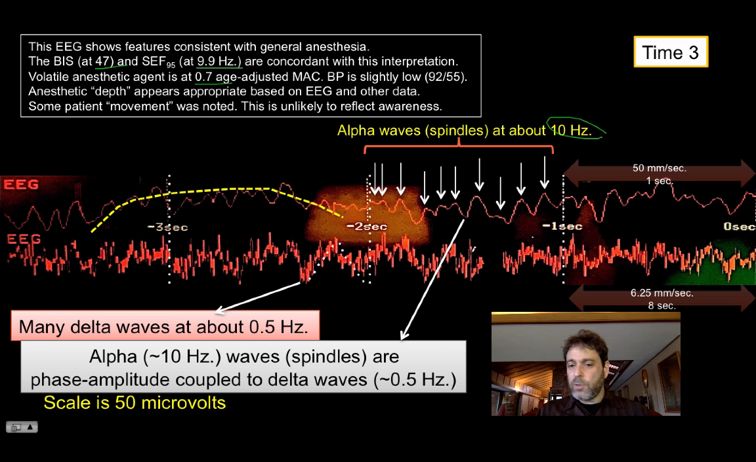You can still see pretty prominent delta waves throughout. There are many delta waves. So now you have alpha waves, which are phase amplitude coupled to these delta waves at about 0.5 Hertz. And again, this is consistent with general anesthesia. The patient had some movement, but this is unlikely to reflect awareness or wakefulness because this pattern is very much consistent with somebody being unconscious. I'll talk a bit later about differences between sleep and general anesthesia.